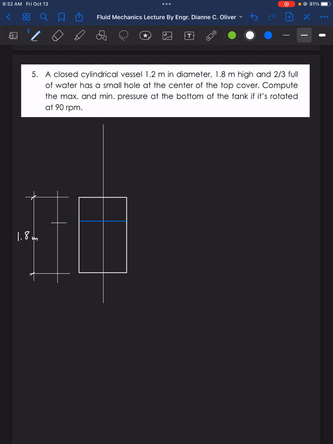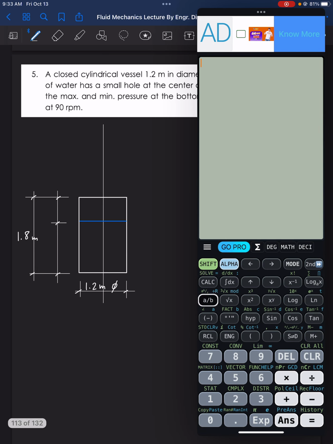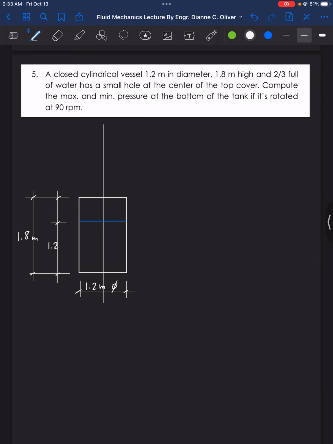And the diameter is 1.2 meter. It's 2/3 full of water. So this is 2/3 of 1.8, which is 1.2. So this is 1.2 meter. Therefore, this is 0.6 meter.